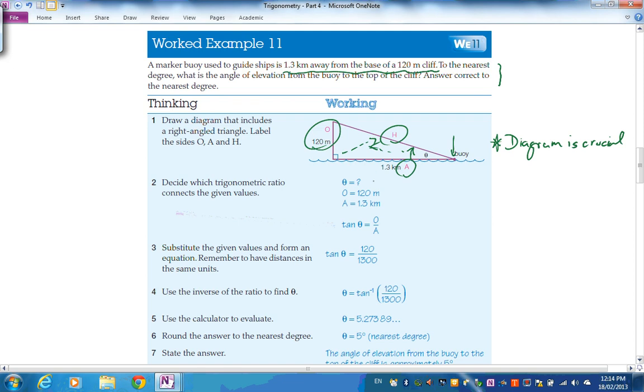Now list down the information. Don't know theta, do know the opposite, do know the adjacent. So I'll put it here into SOHCAHTOA. So that will help us work out which ratio we're using. So it's opposite over adjacent there.